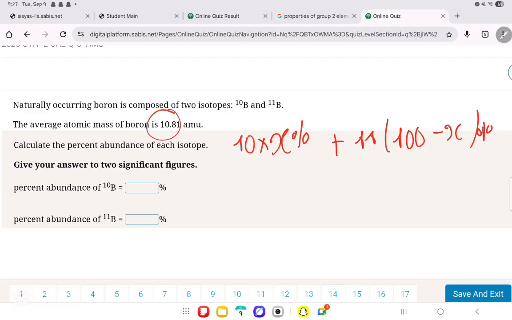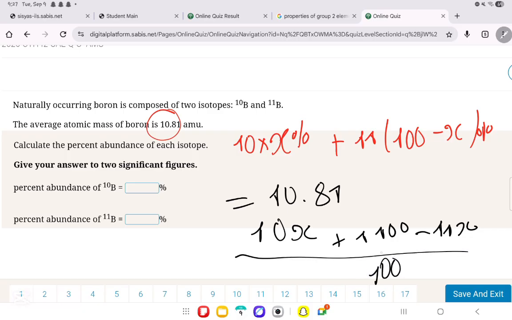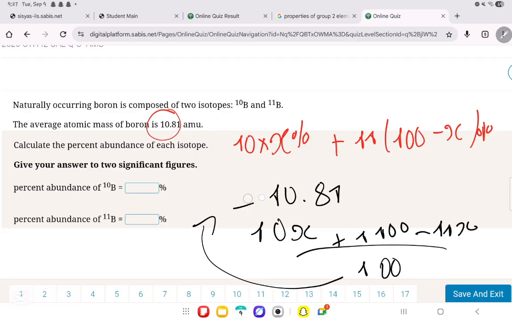So this is equal to what? It's equal to 10.81 AMU. What I prefer to do in this case is to write it as a fraction. So 10x over 100 plus 11 times 100 is 1100 minus 11x over 100 is equal to 10.81. You can combine these denominators to make one big one, and you can move it to the other side.